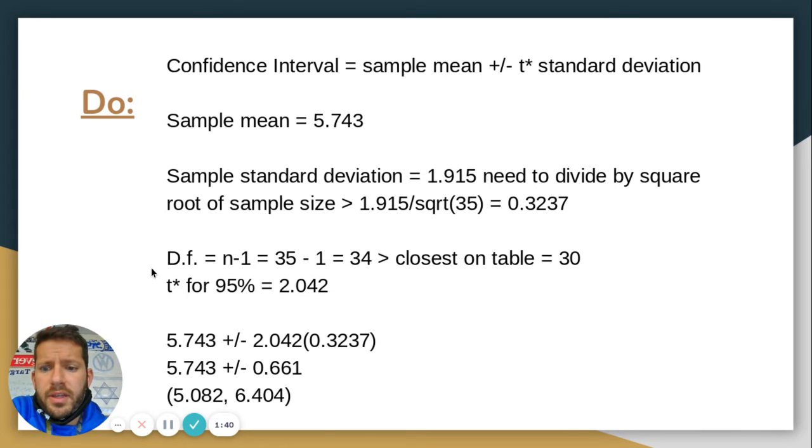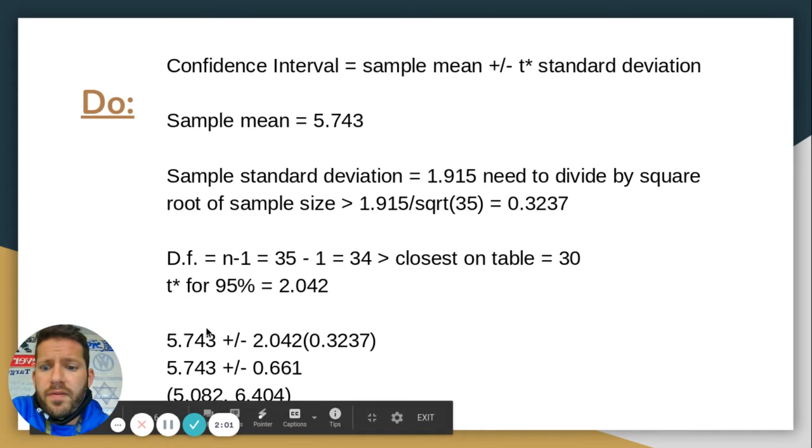To find my critical t value, I needed to know my degrees of freedom. Degrees of freedom is n minus 1, so I took my sample size of 35, subtracted 1, and got 34. On the table, the closest number below that would be 30. So I looked at 95% and degrees of freedom of 30, and got about 2.042.